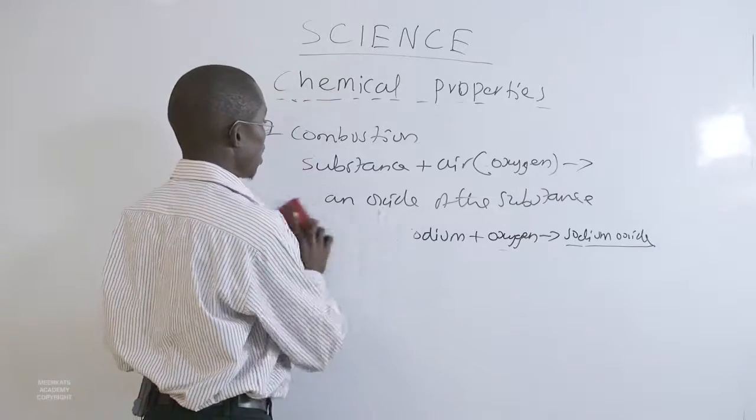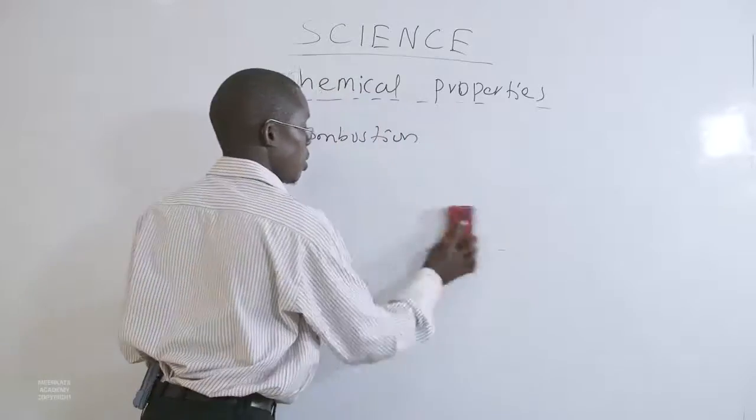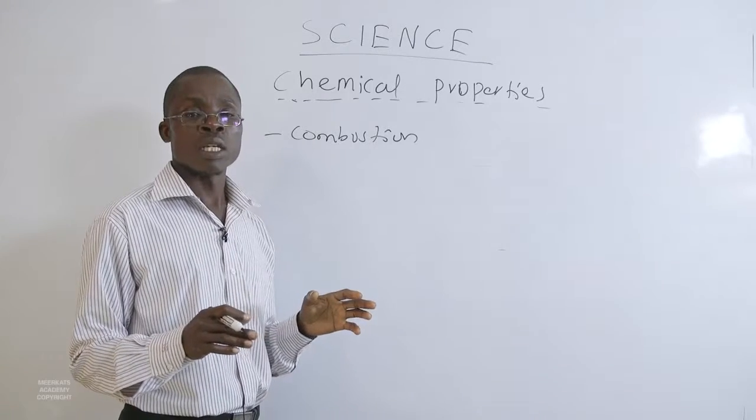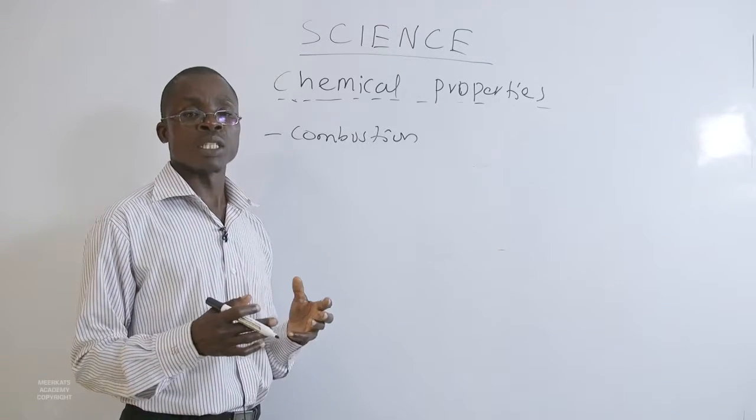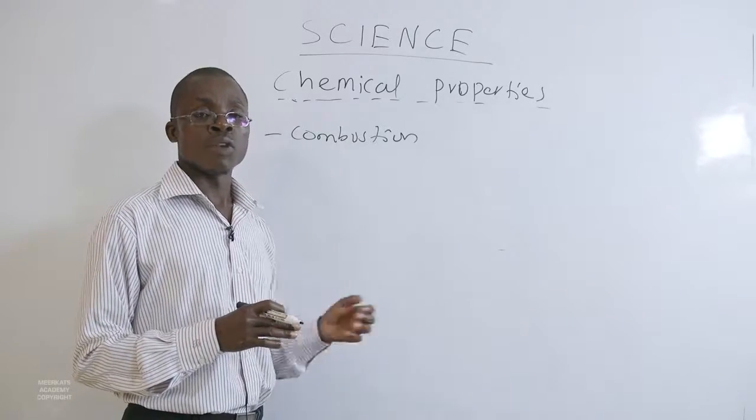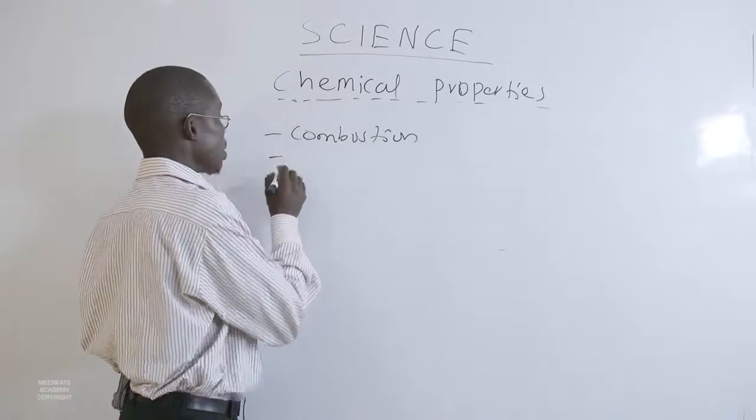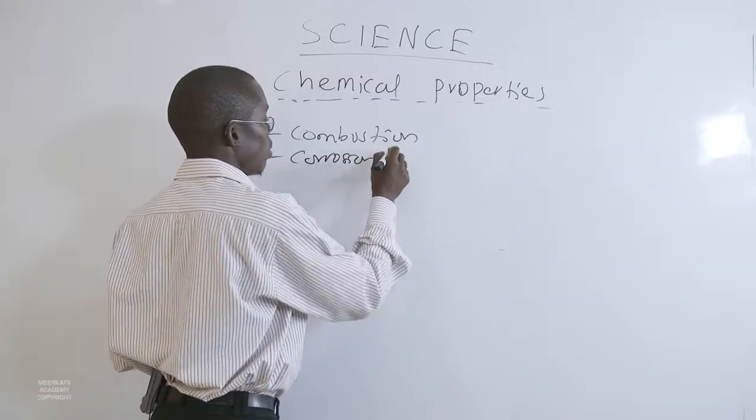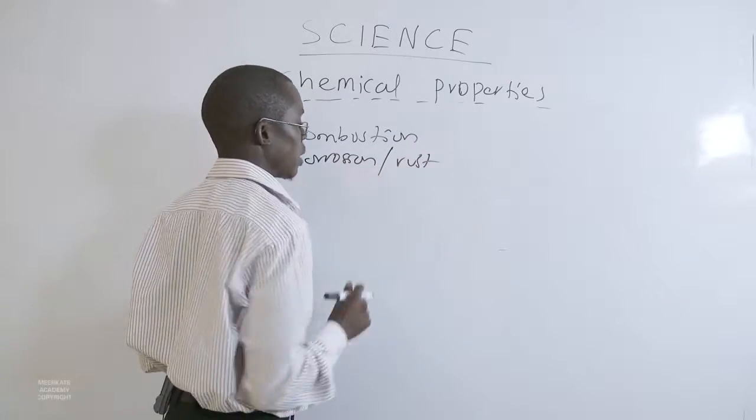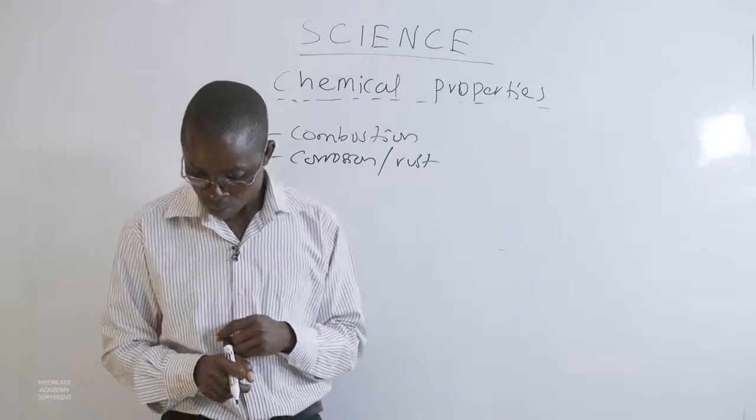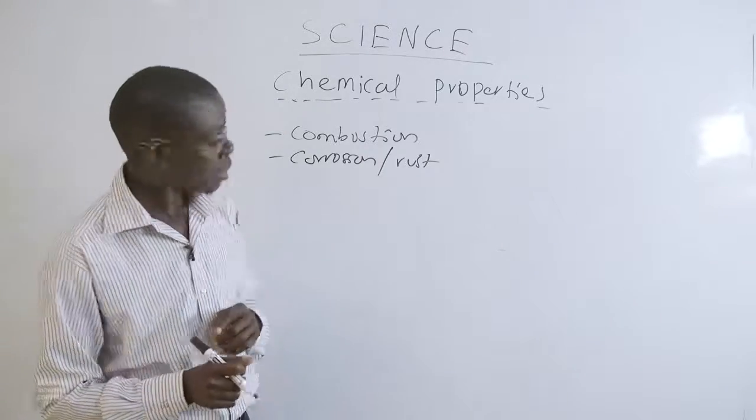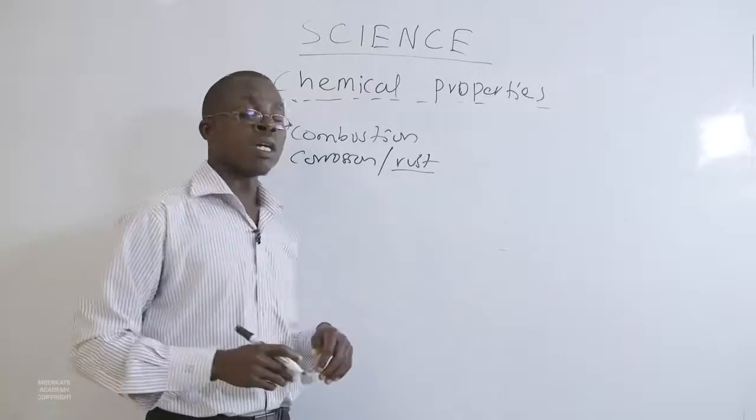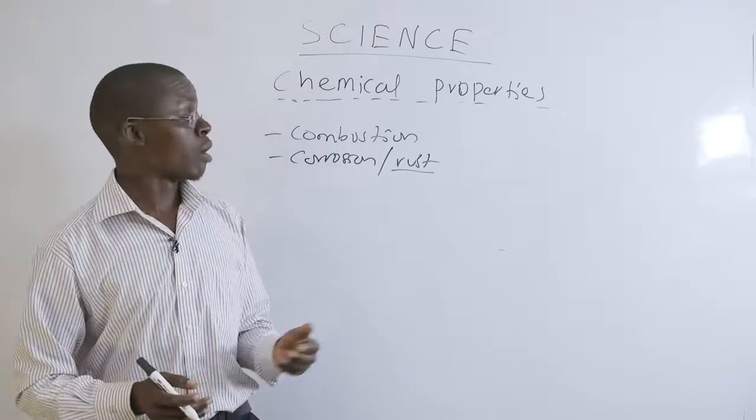Let's look at another example, which is common. Remember, I'm talking about the common chemical changes that will show us our chemical properties, to show the difference between physical properties and chemical properties. So second to combustion is corrosion, or we also have rust. Now, during corrosion or during rusting, and I think rust is very common to our eyes, so I will mostly dwell on rust.